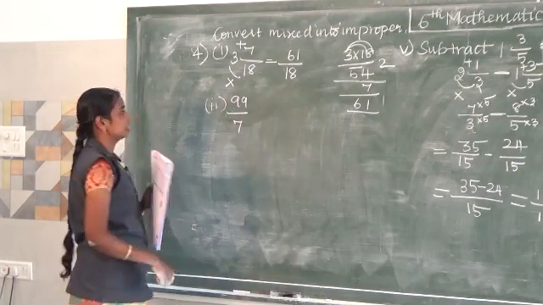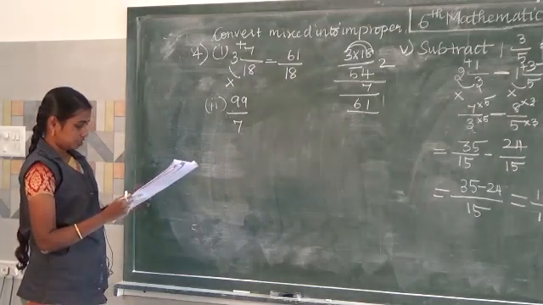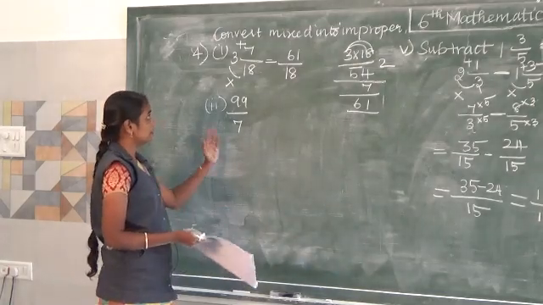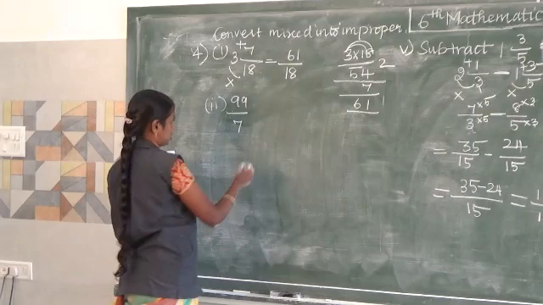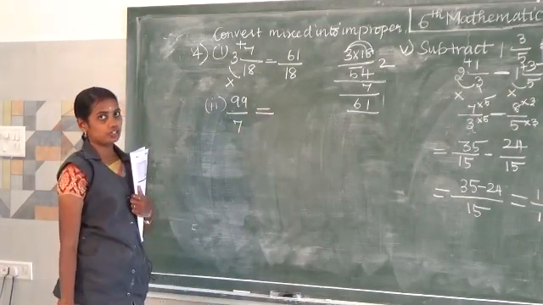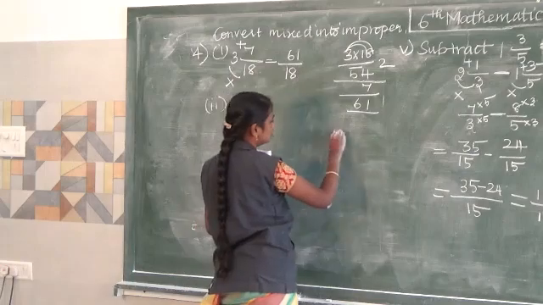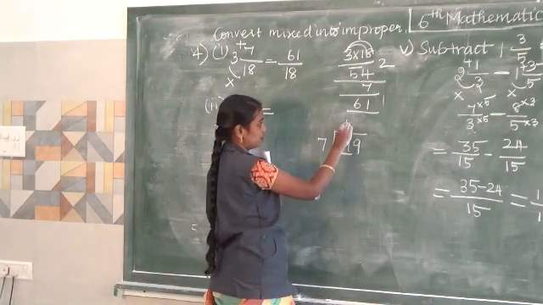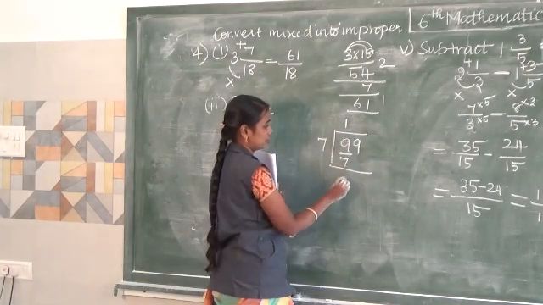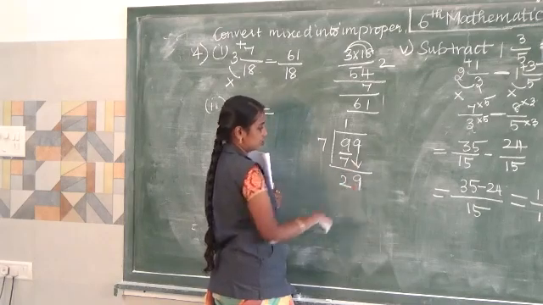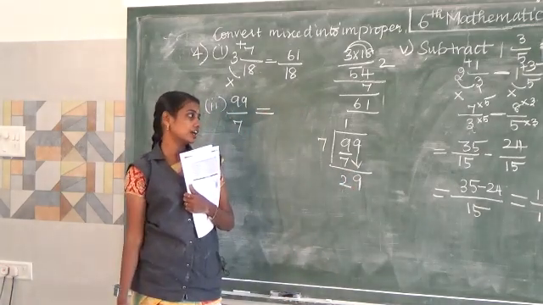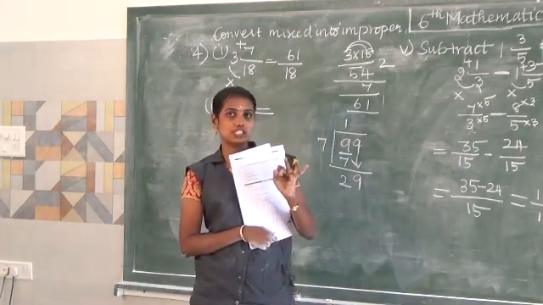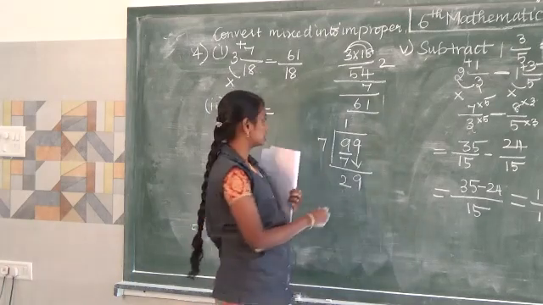99/7. Which fraction is it? Improper. 99/7 is improper. Improper we are going to convert into a mixed fraction. Go for the division. 7 table, 9, how many times will it come? 1 time, 7. 9 minus 7, 2. Bring down the 9. 29, how many times? 7 table, 29 will come. 7 1s are 7, 7 2s are 14, 7 3s are 21, 7 4s are 28.